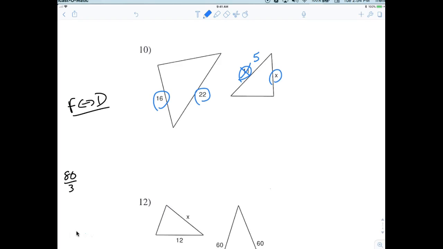Now I want someone to set up the proportion for me. 22 over 5 is equal to 16 over x. Now, 22x is equal to 80.